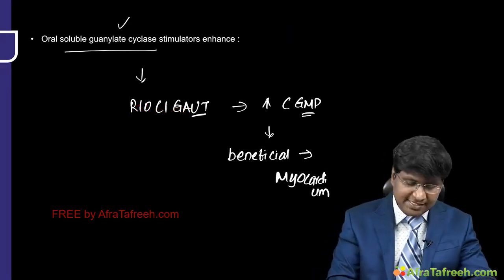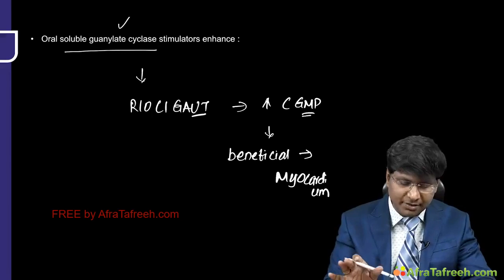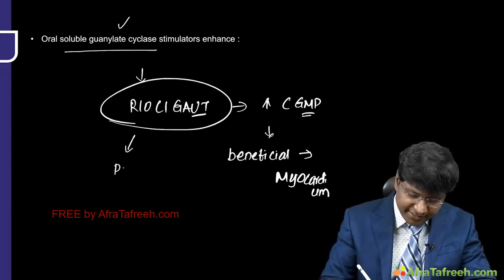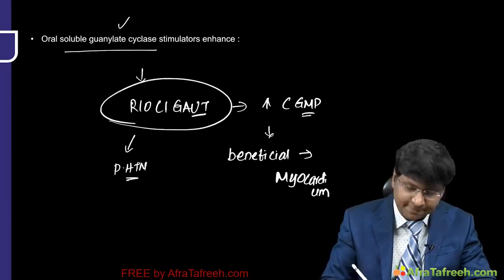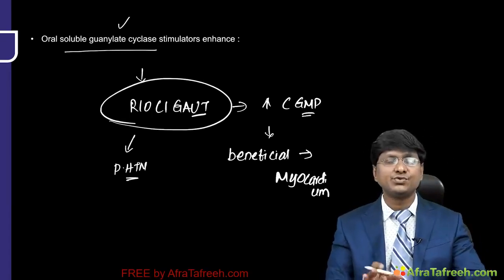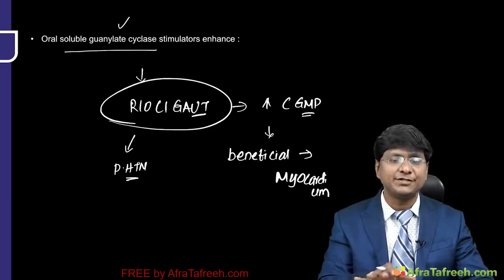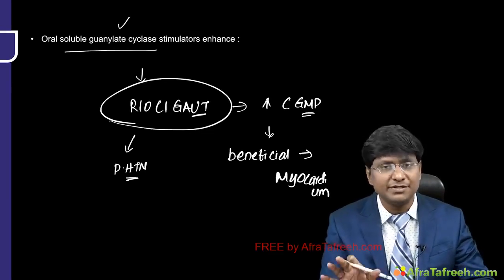So this is about your oral soluble guanylate cyclase stimulator, and riociguat is mainly used in the treatment of pulmonary hypertension. Thereby, riociguat will be very useful mainly in patients with right ventricular failure secondary to pulmonary hypertension.